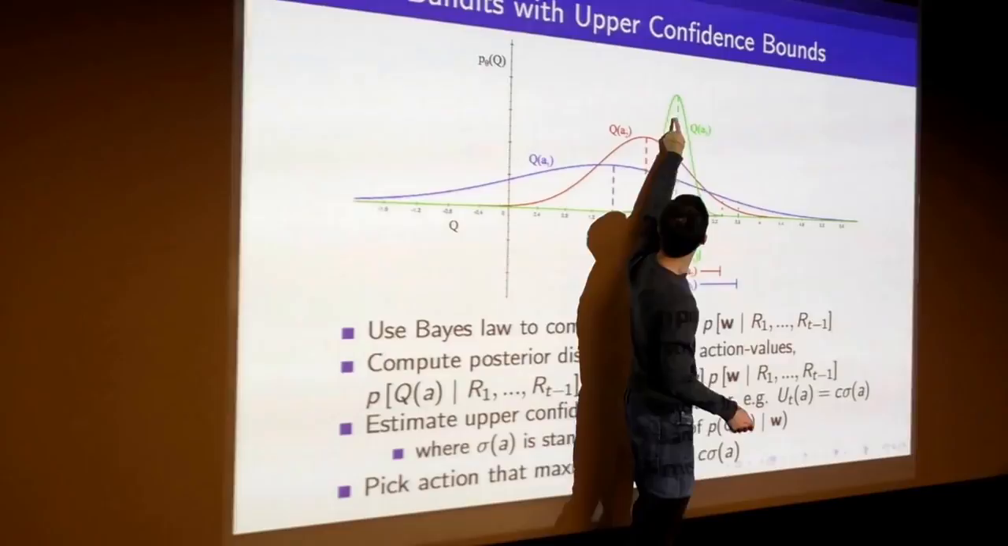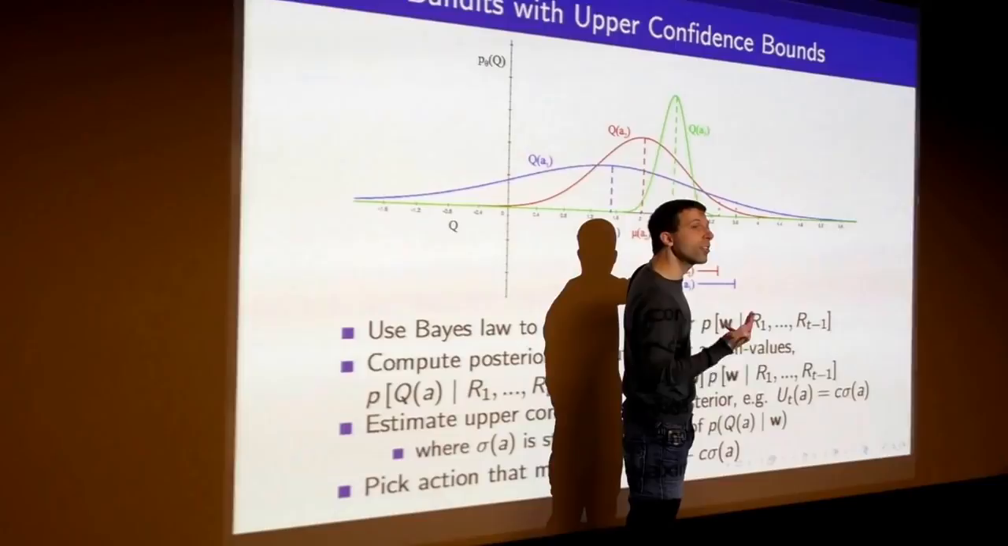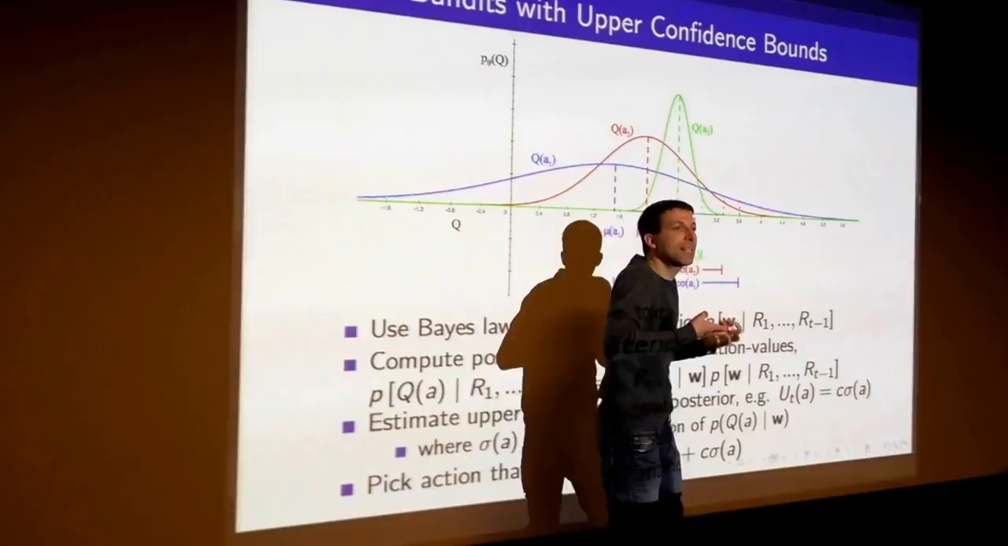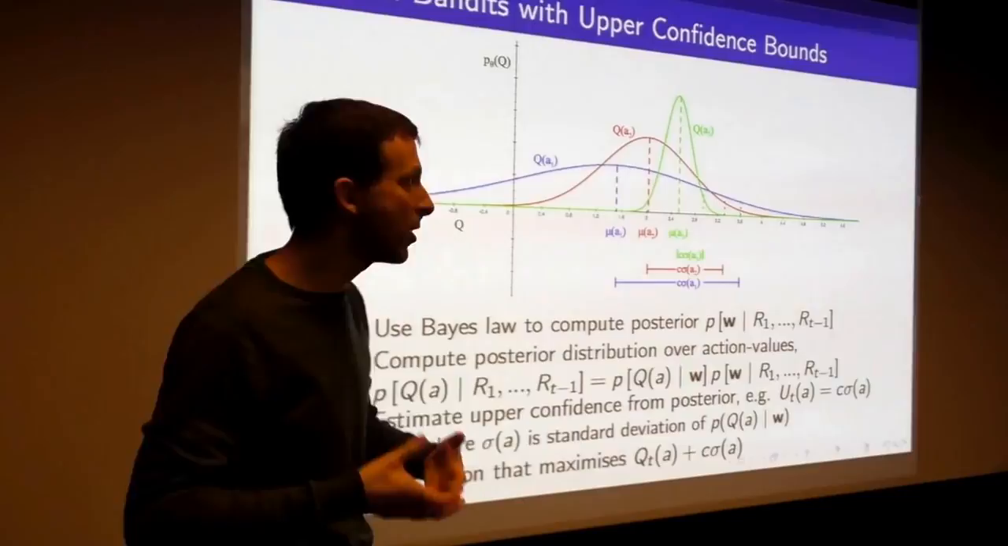And now all I do is I just look at my samples. According to the samples, I've got one here, one here, one here. I just pick the one which was best out of my samples, and I go with that action. So it's almost like the simplest way you could think of to use this information, and yet it's actually asymptotically optimal. It achieves that lower bound that we saw with the Bernoulli bandit case.